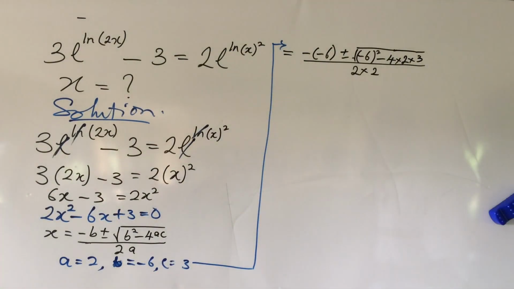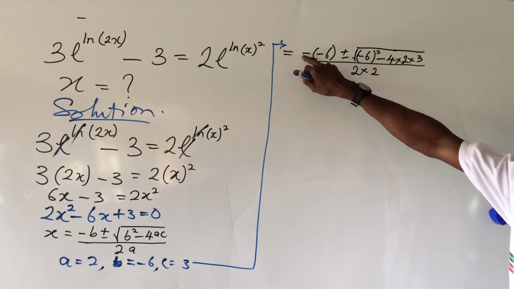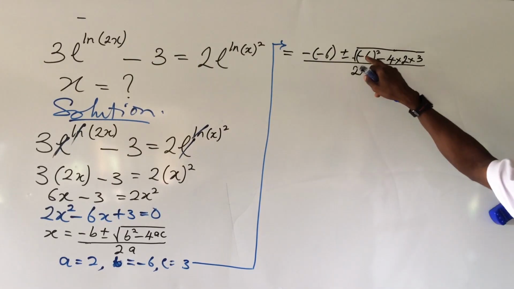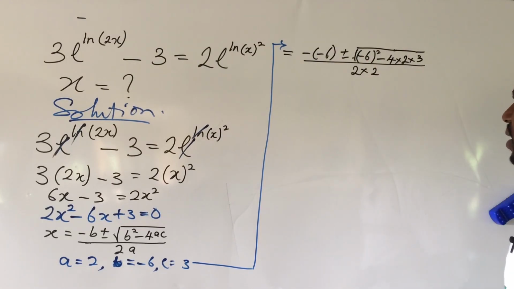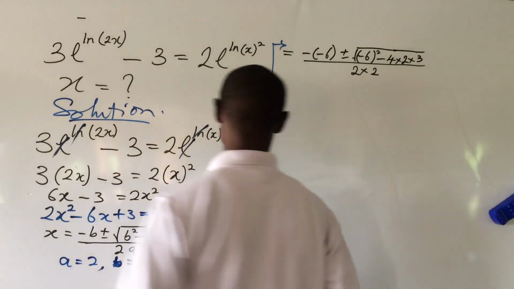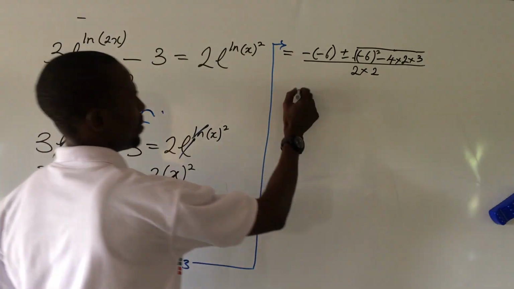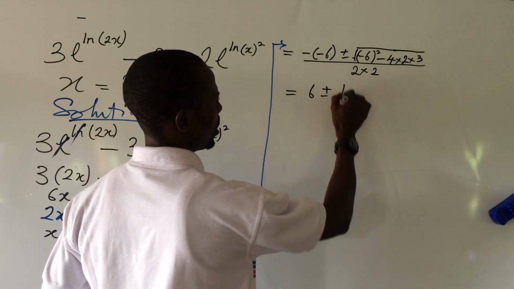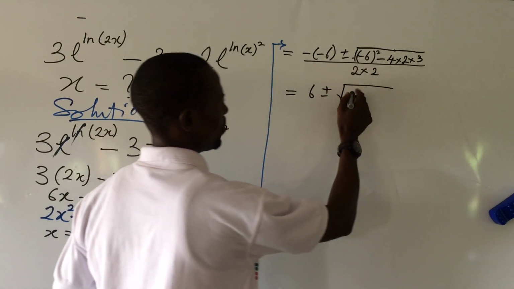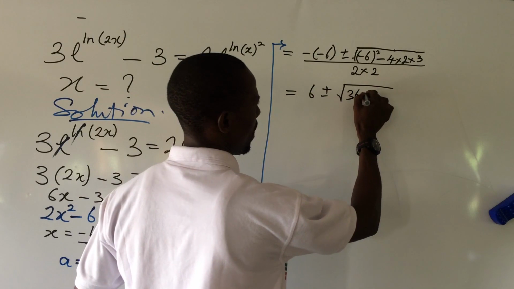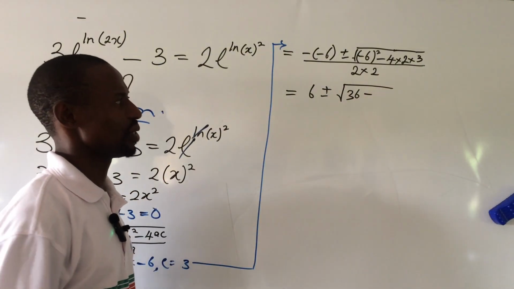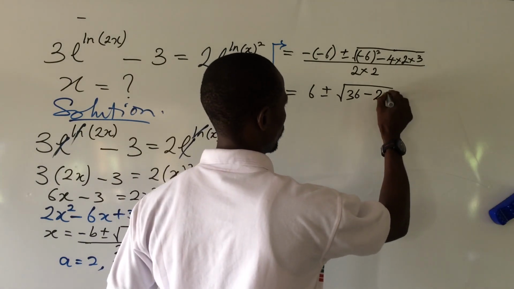So from here, let's look at this now. Here we have a minus minus, so minus times minus will become plus. And here the square of minus 6 will give us positive 36. So we simplify this to give us 6 plus minus the square root of 36 minus 4 times 2, which gives us 8, and 8 times 3 gives us 24.